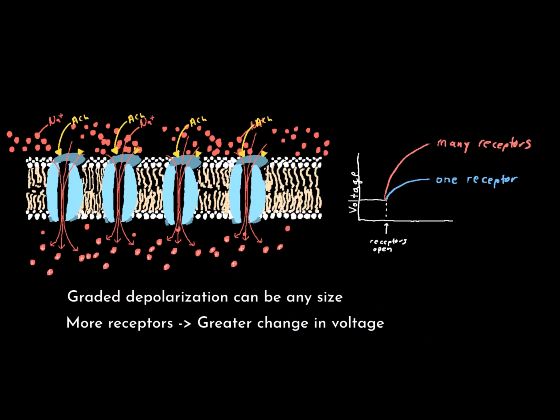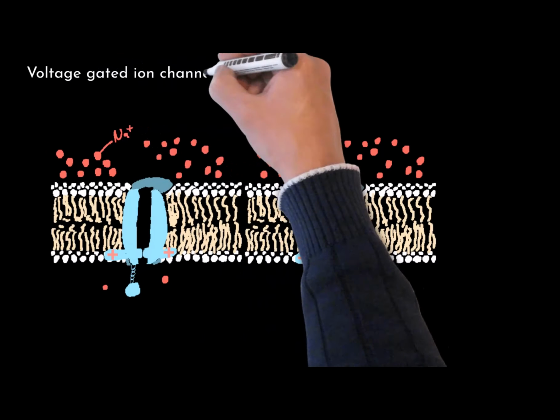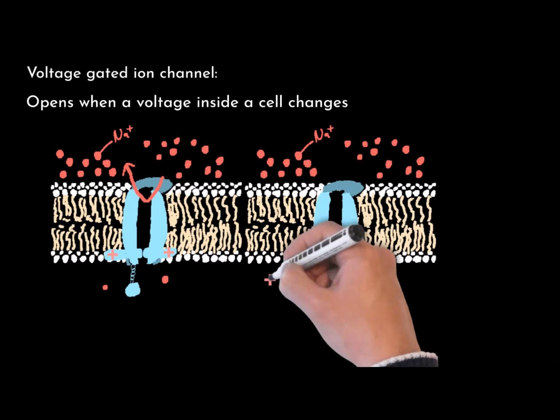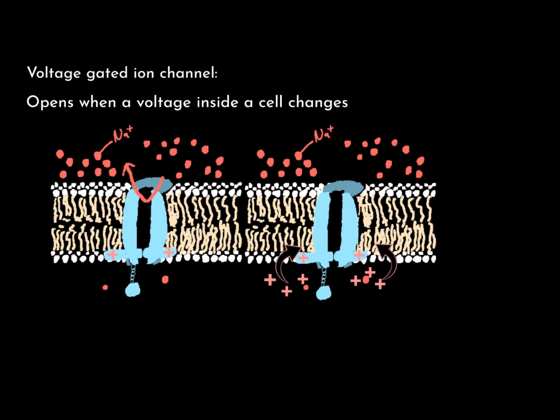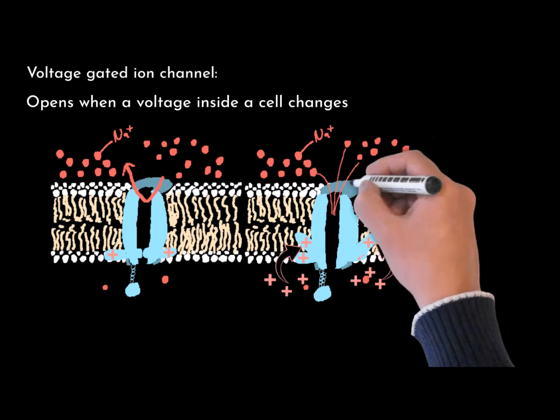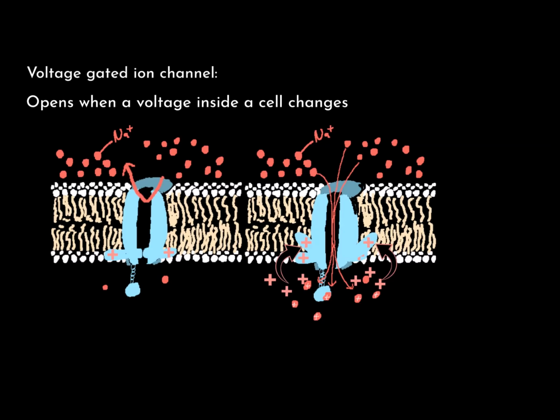This will be different from what we see when we talk about voltage-gated sodium channels. Voltage-gated channels open when the voltage inside a cell increases. If we look at a voltage-gated sodium channel, you can see at rest there are some gates blocking the pore, so no sodium ions can cross the membrane. As positive charge enters the cell, the positive charge inside the cell repels the positively charged gates and forces a change in shape that allows sodium to pass through the cell membrane.